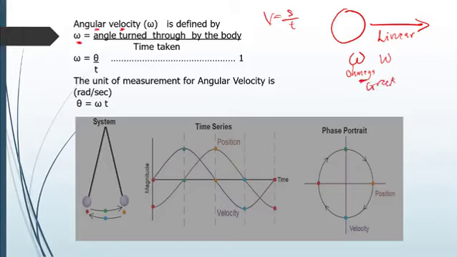Now, this angular velocity is given by the angle turned through by the body divided by the time taken for this angle to turn. So the angle is represented by theta, and time is, of course, t. The unit of measurement for angular velocity is radian per second. Of course, angles are measured in radians or degrees, so radian per second is the unit for measuring angular velocity. Here, you can see a system of a body that is oscillating, and the restoring force tends to bring it back to its original equilibrium position here.